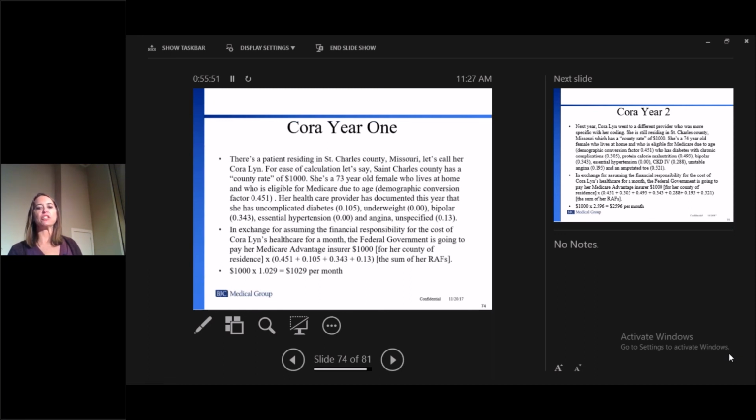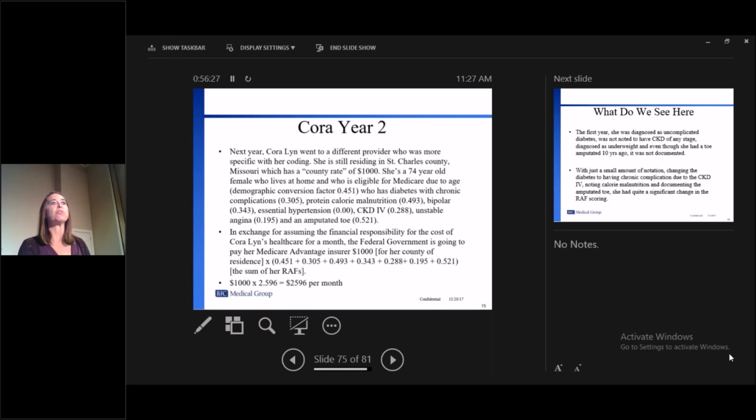She's Cora. She lives in St. Charles. She has a county rate of $1,000. She's 73 years old, lives at home, and is eligible for Medicare due to her age. Her healthcare provider she saw this year documented that she had uncomplicated diabetes, she was underweight, bipolar, essential hypertension, and angina unspecified. So in exchange for you seeing that patient, they're going to give you that $1,000 for her county, 0.451 because of her demographics, and then the following three scores as the sum of her RAF. So that's $1,000 a month.